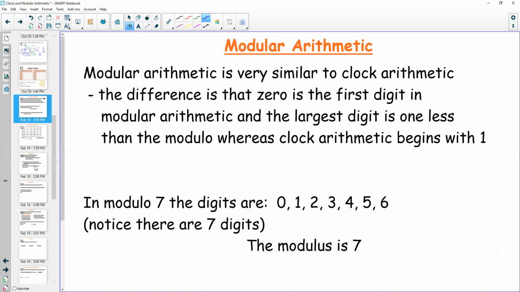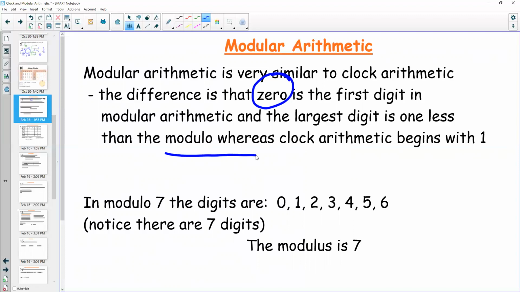So that's clock arithmetic. Then we transition into this idea of modular arithmetic. Modular arithmetic is pretty similar to working in bases, but just like bases were different than counting in regular numbers, counting in modular arithmetic is different than counting in bases. The difference between modular arithmetic and clock arithmetic is that there is a 0 as the first digit, and the largest digit is 1 less than what we call the modulo.